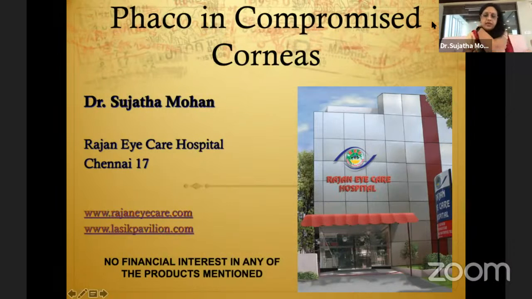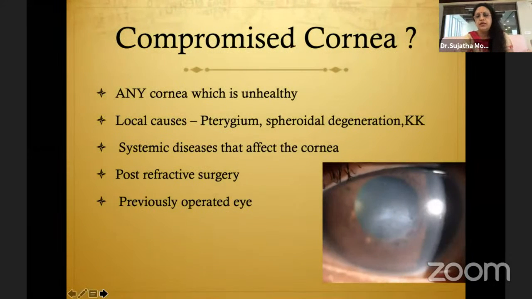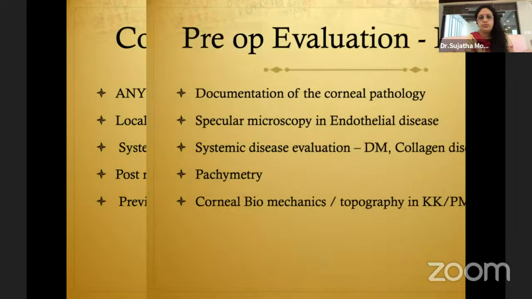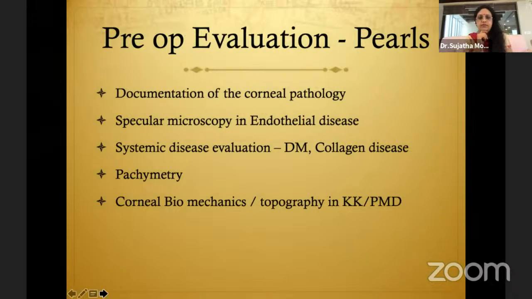So I'm just going to quickly go through some of the situations where we're going to have difficulty when you're combining phacoemulsification with a corneal problem. So any local cause such as pterygium, spheroidal degeneration, keratoconus, systemic diseases that can affect the cornea like collagen vascular disorder, post-refractive surgery, a previously operated eye, and of course an endothelial problem are some of the problems that we can face.